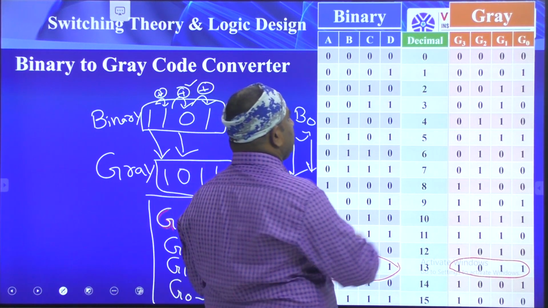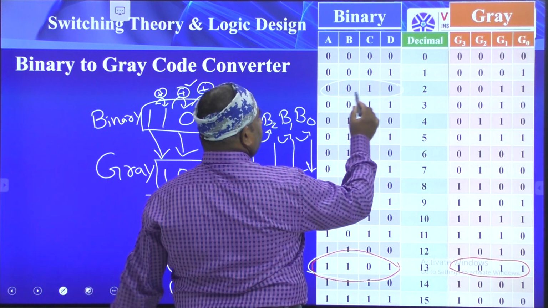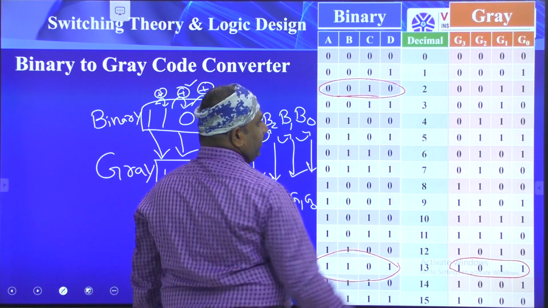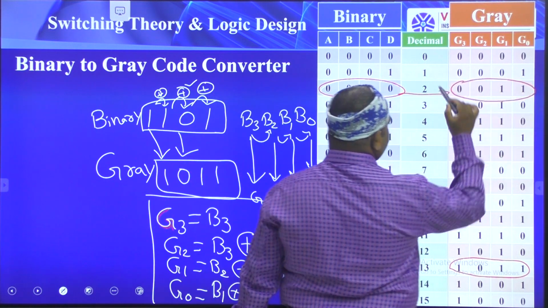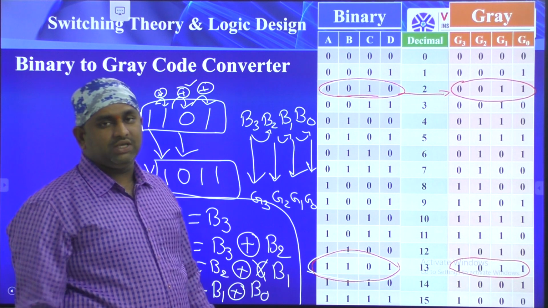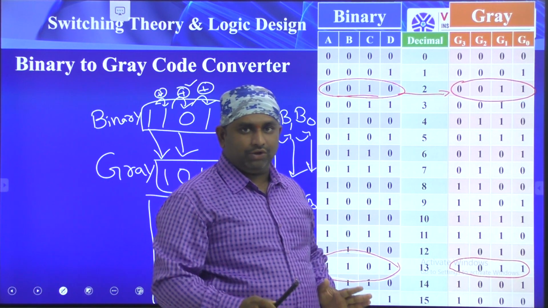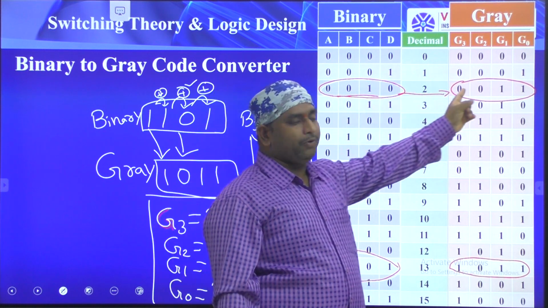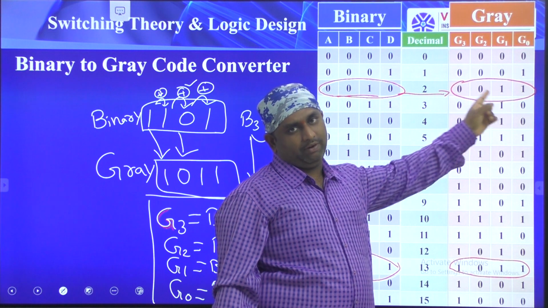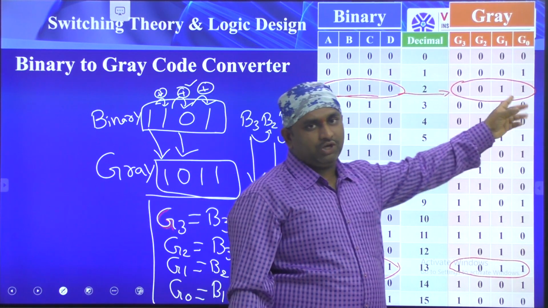For example, see here, for the number 2 in the binary number system, its equivalent gray code is 0011. It is a very simple thing. You have to design a circuit. For that circuit, when you are giving the input 0010, it should produce the output 0011.